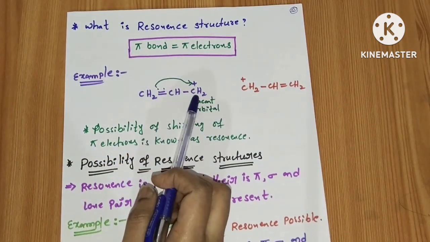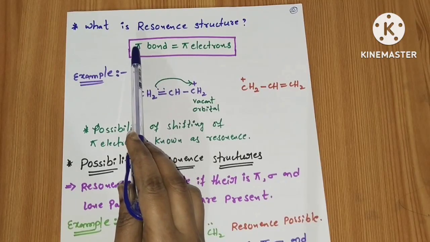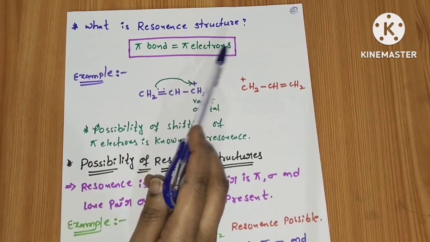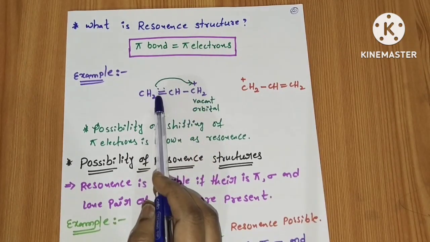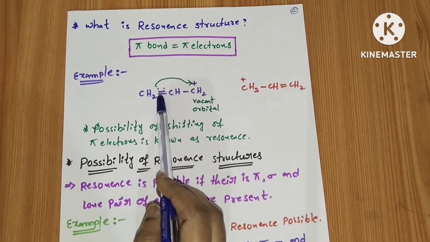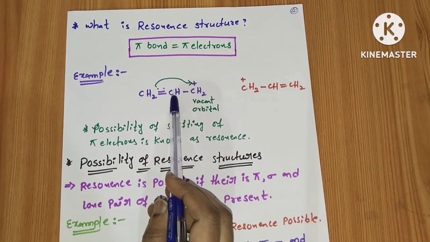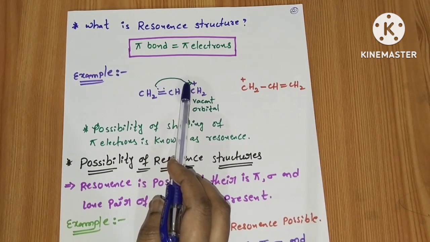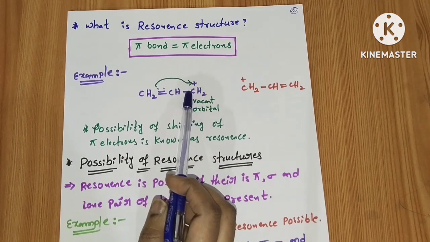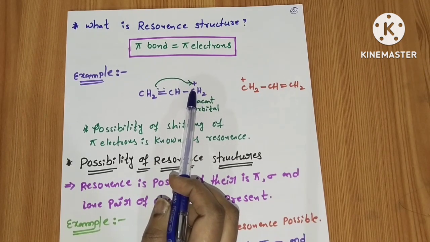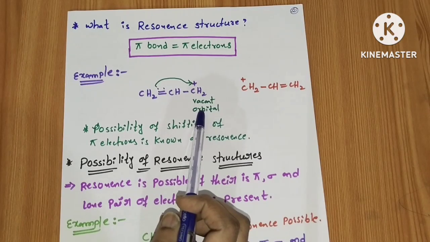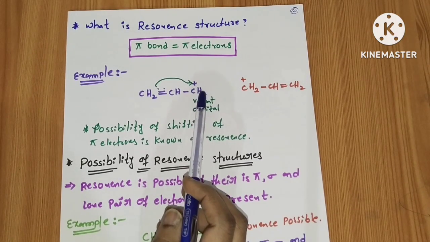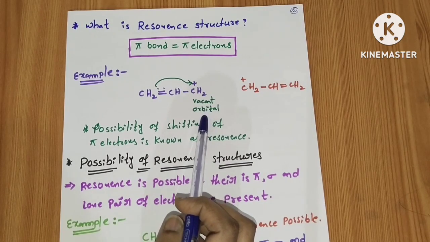Consider this compound. Here is a very important rule which you must remember: pi bond is equal to pi electrons. Here this is a pi bond or pi electrons between the first and second carbon. We have already learned that pi electrons move freely. Now at the third carbon there is a positive charge or vacant orbital. Also remember this rule, if there is a positive charge, it is also known as a vacant orbital.